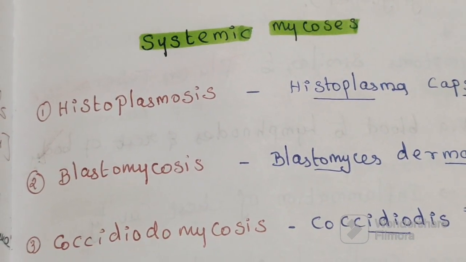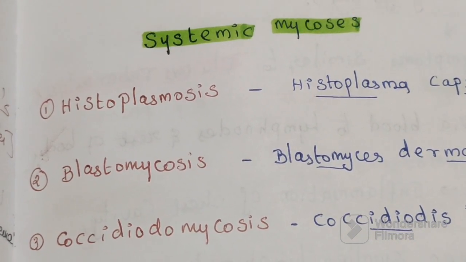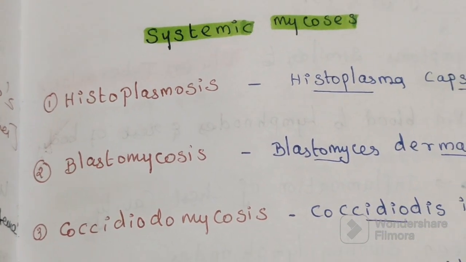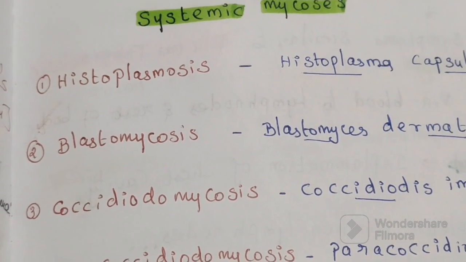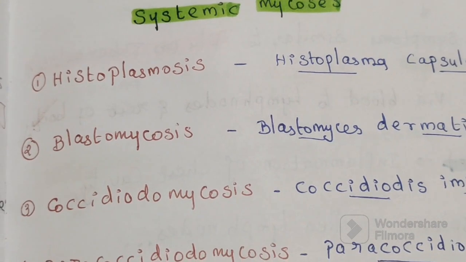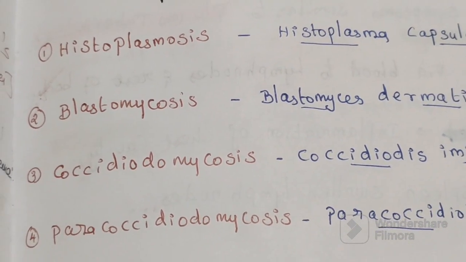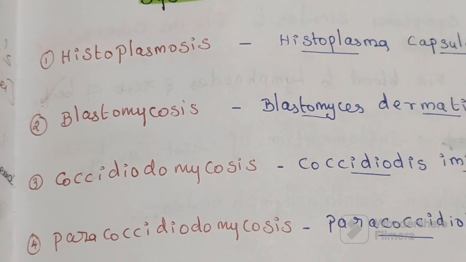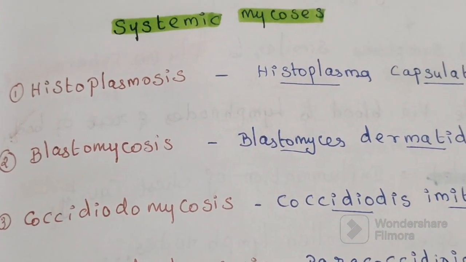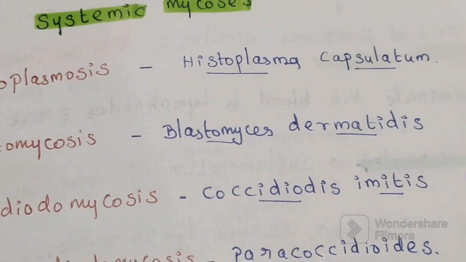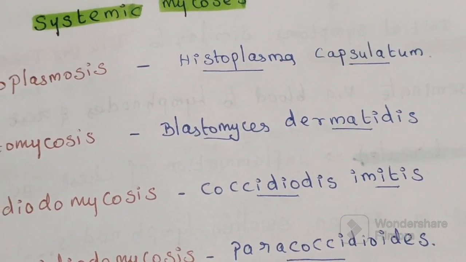In this video, we'll discuss systemic mycosis. In this one, we want to look at Histoplasmosis, Blastomycosis, Coccidioidomycosis, then Paracoccidioidomycosis. In Histoplasmosis, the causing agent is Histoplasma capsulatum.